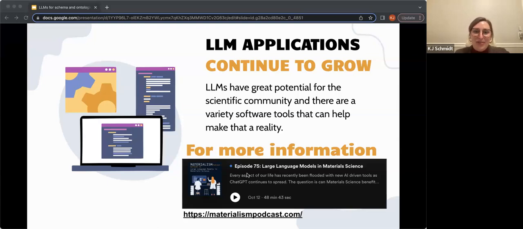reality. For more information about the hackathon projects, we actually published a paper after the hackathon. It's called 14 Examples of How LLMs Can Transform Materials Science and Chemistry, a reflection on a large language model hackathon. It features all of these submissions in more detail. And the paper is also featured on the podcast that I have a screenshot of on this slide, called the Materialism Podcast. It's episode 75.